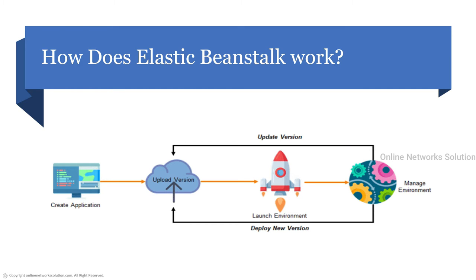After that, suppose you have to update your version, if you have to make some changes on your website, you will have to update your version and deploy the new version. You can do this through the manage environment. You have to update the version and deploy the new version. In this way, you can upload your version and update your website in Elastic Beanstalk. So this is how Elastic Beanstalk works.